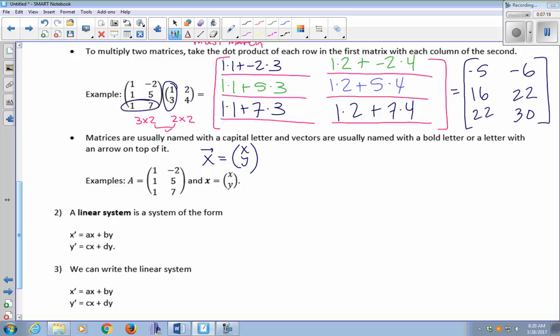Your textbook does use bold letters, but when I'm writing on the board, I'll use the arrow because I don't want to spend 10 minutes bolding a letter.